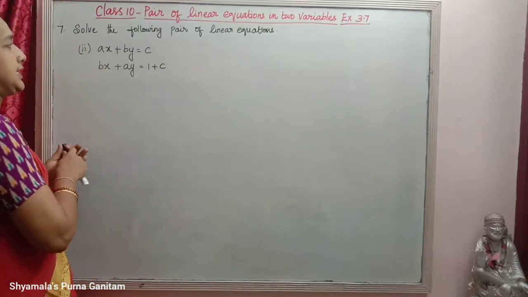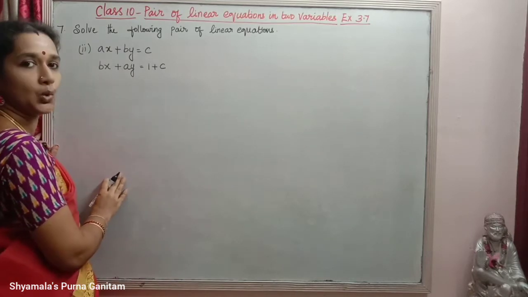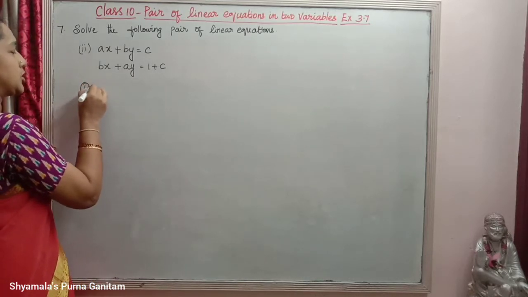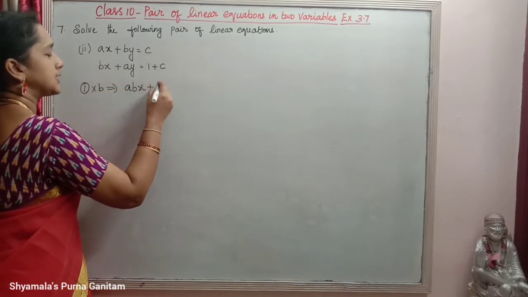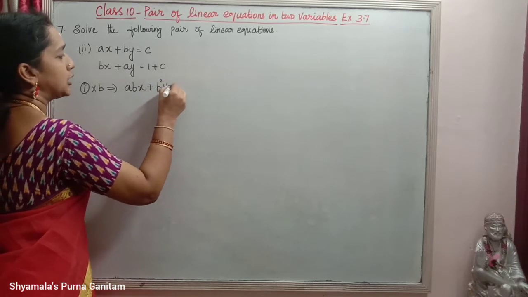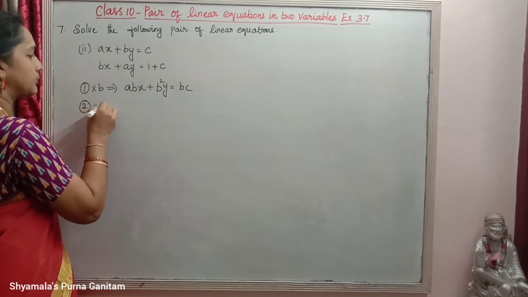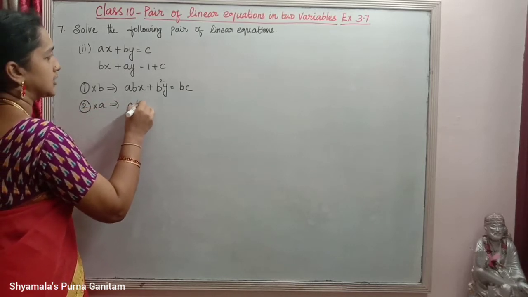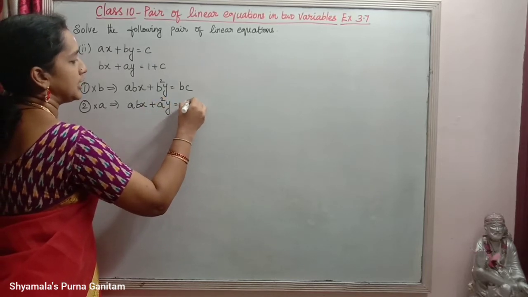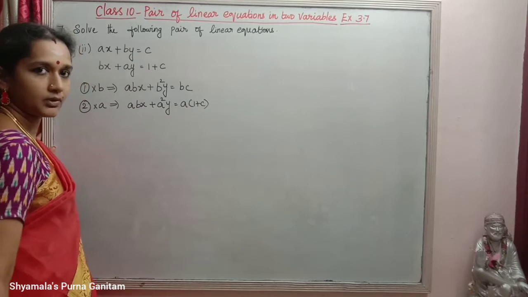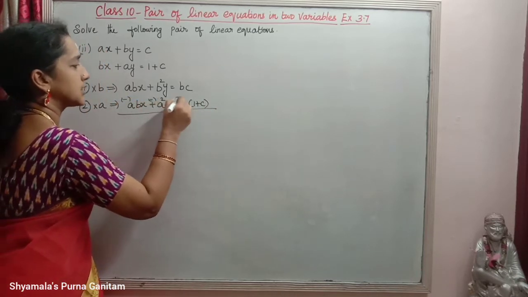In the next sum, ax plus by is equal to c and bx plus ay is equal to 1 plus c. So the first equation I will multiply by b. So I will get abx plus b squared y is equal to bc. That is the first equation. Second equation into a. So abx plus a squared y is equal to a into 1 plus c. Okay. So now if I simplify this I have to subtract all the terms.